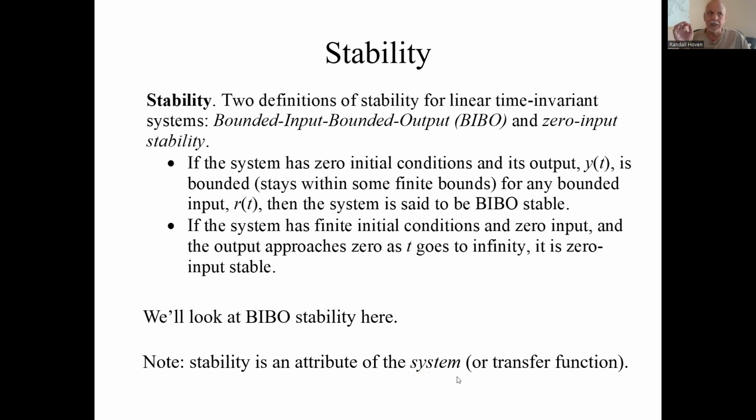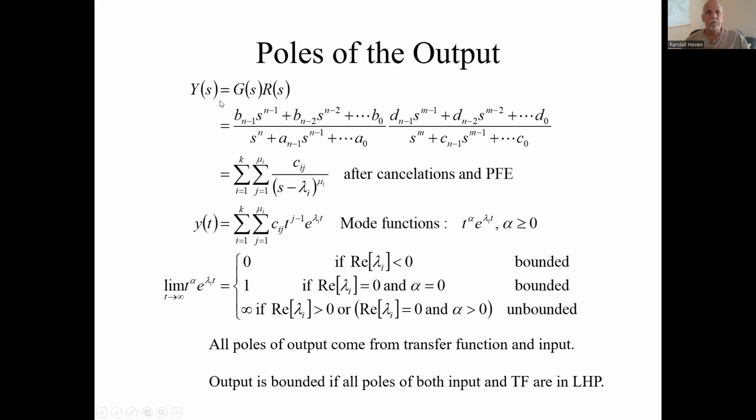Bounded, by the way, is a characteristic of a signal. Stability is a characteristic of the system. Here's the output in the Laplace domain. The output is the product of the transfer function, the system, and the input. Signals are the R and the Y, the input and the output. The transfer function is the system. The system converts an input to an output. Boundedness is an attribute of the R and/or the Y.